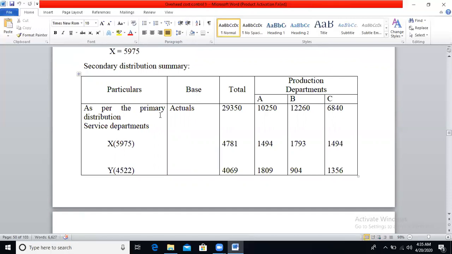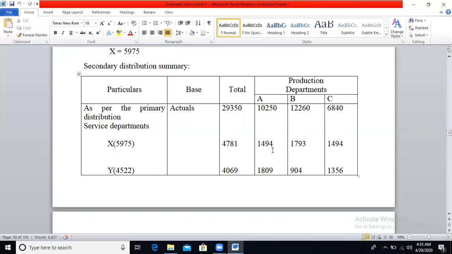So as per the primary distribution summary, the values mentioned in the problem for the production departments are: department A is 10,250, department B is 12,260, and department C is 6,840. Now the X department value we have got is 5,975 and the Y department value we have got is 4,522.